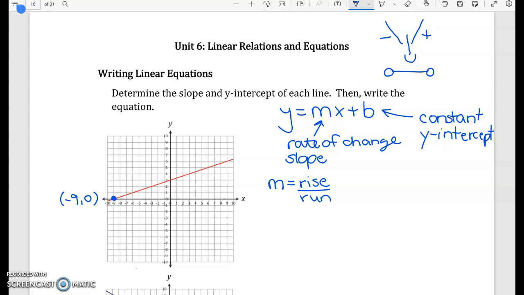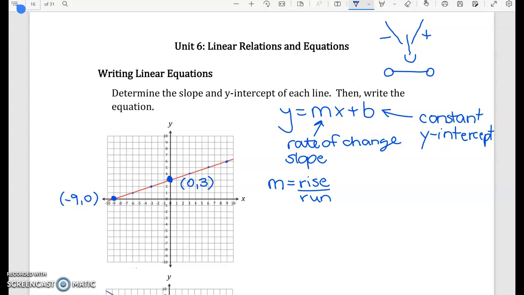If I zoom along that line, I can see that there are some other clear points. It doesn't matter what other clear coordinate you select to calculate your slope. You should get the same answer no matter what. Just to make this nice and easy, let's pick this as our second coordinate, which is at 0 on my x and +3.